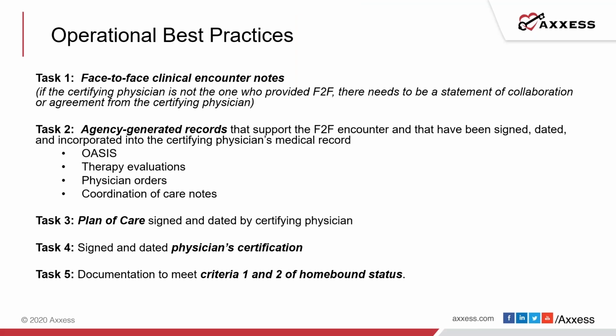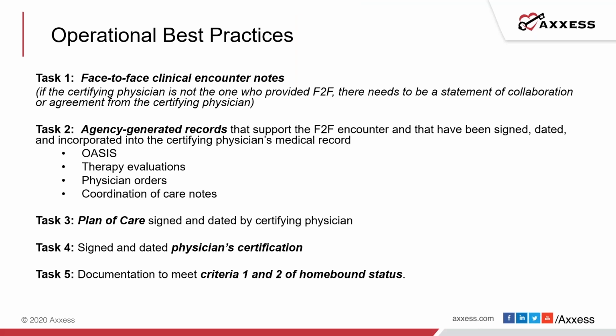Agency-generated records, anything that you have that'll support both the face-to-face encounter and support the reason the patient is eligible for care by your agency will be important. OASIS documentation, and not just that the OASIS items are checked in the checkbox, but make sure you have sufficient narrative documentation to support every check you have in every checkbox, so that when the reviewers look at your documentation, they can clearly see that the patient is eligible for home health care.